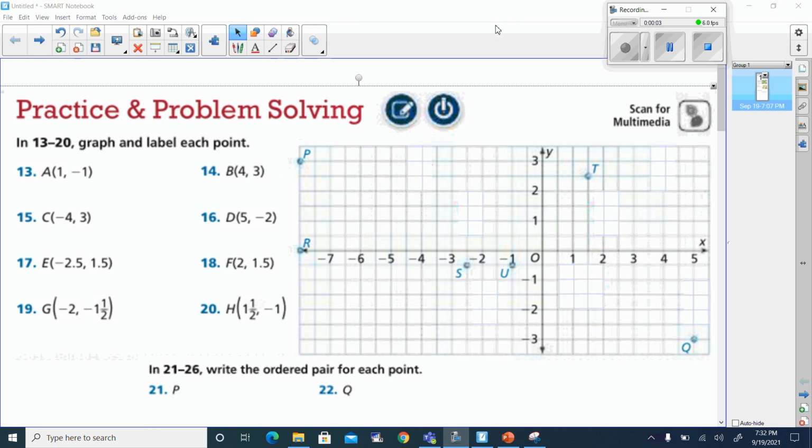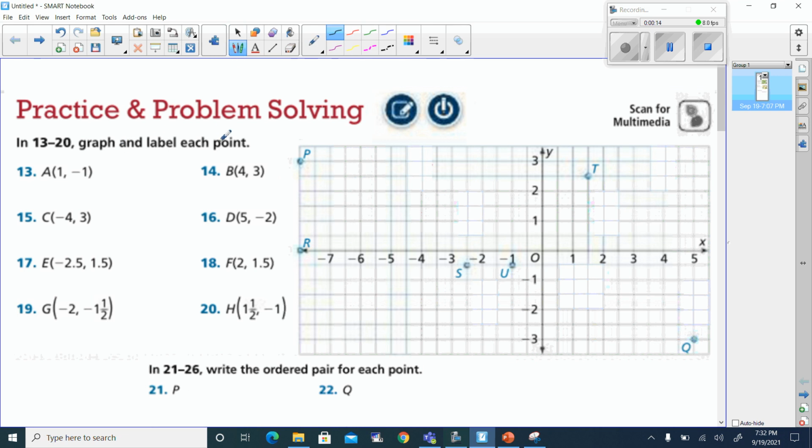We're going to be working on lesson 2-4's homework. Let's do the practice problem solving. I got all the odd ones today. It says 13 through 20. Graph and label each point.